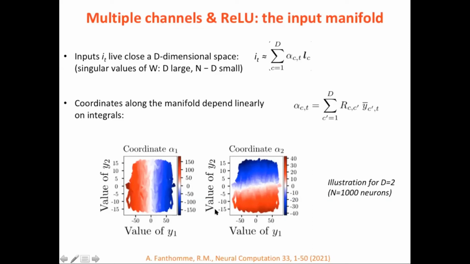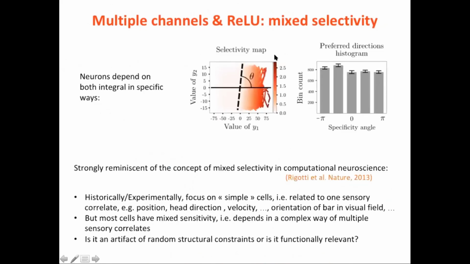So maybe I will switch to this plot where this is very clearly seen. Here you see, for instance, for one particular neuron in this very large recurrent network, its activity as a function of the 2 integrals, y1 and y2, we would like to be able to decode. You see that there is a line here which separates a zero activity region from a non-zero activity region. And the activity of the neuron is not a function of y1 or y2 only, but a function of both integrals here.